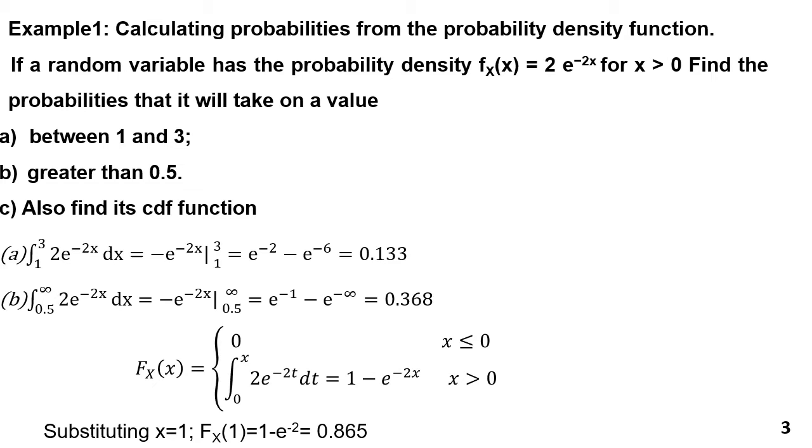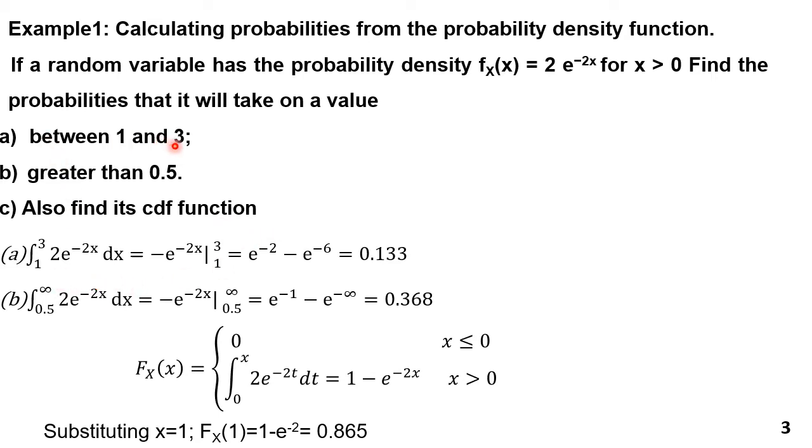With a few examples, let us try to understand the procedure involved in calculating the CDF and PDF of a given continuous random variable. First example, calculating the probability from the probability density function. If a random variable has the probability density function f_X(x) equal to 2e^(-2x) for x greater than 0, find the probability that it will take on a value (a) between 1 and 3, (b) greater than 0.5. Also find its CDF.